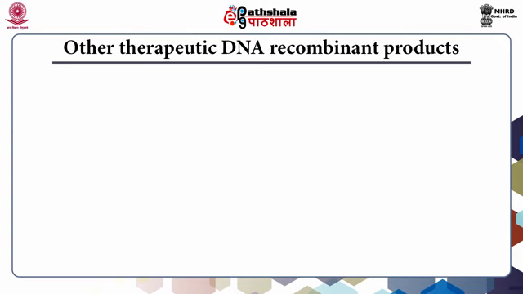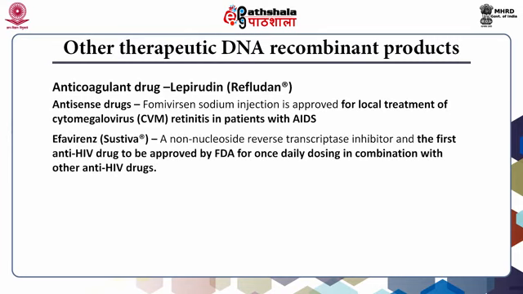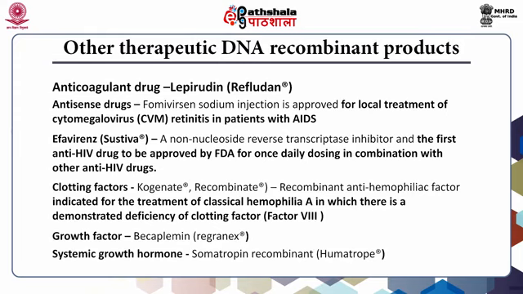Other therapeutic DNA recombinant products. These include anticoagulant drug lepirudin; antisense drugs like fomivirsen sodium injection, approved for local treatment of cytomegalovirus retinitis in patients with AIDS; efavirenz, a non-nucleoside reverse transcriptase inhibitor and the first anti-HIV drug to be approved by FDA for once daily dosing in combination with other anti-HIV drugs; clotting factors, recombinant anti-hemophilic factors indicated for the treatment of classical hemophilia A, in which there is a demonstrated deficiency of clotting factor 8; growth factor becaplermin; and systemic growth hormone somatropin recombinant.